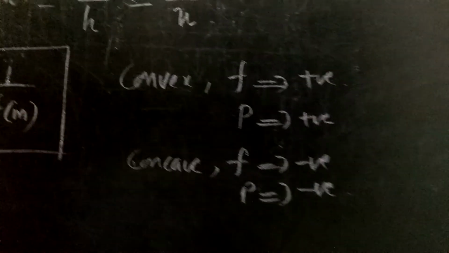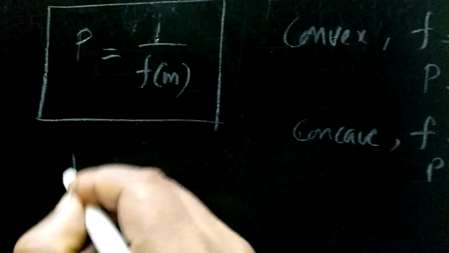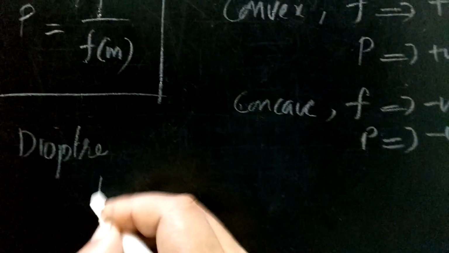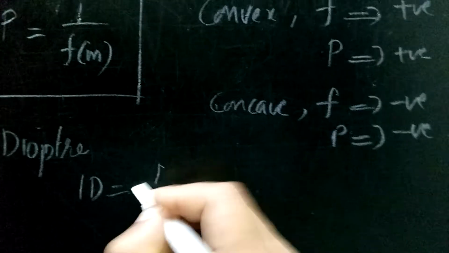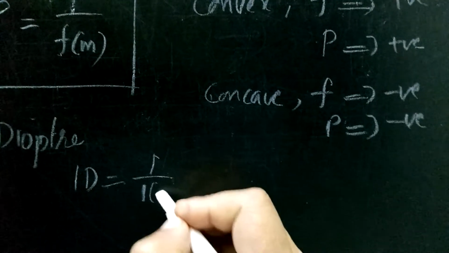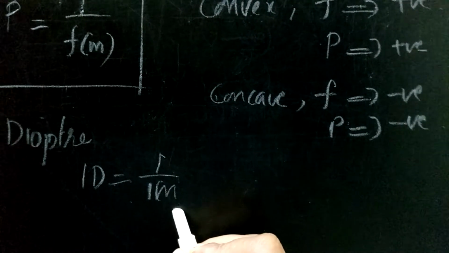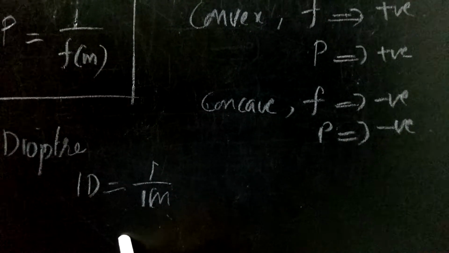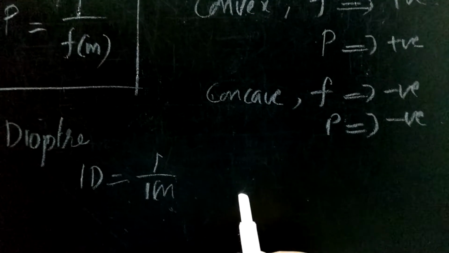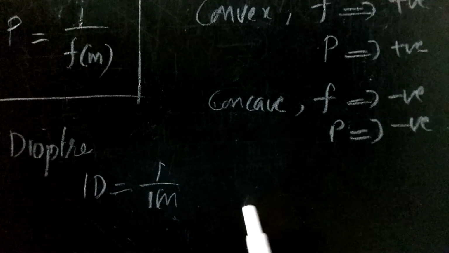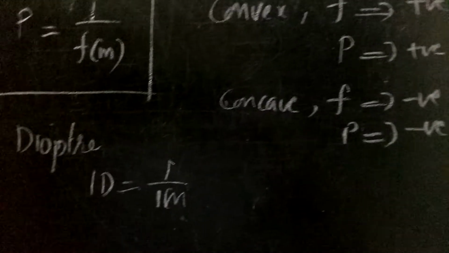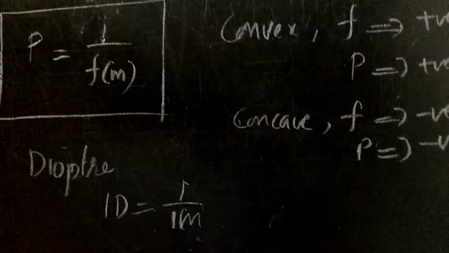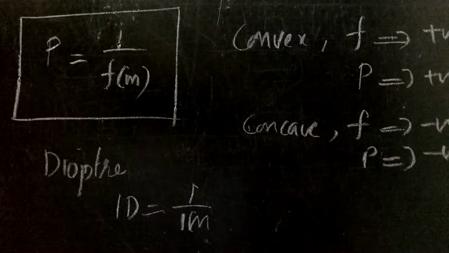And the unit of power is diopter. Unit of power is diopter. Okay, so 1 diopter is equal to 1 by 1, that means 1 meter, focal length in meter, isn't it? So the power of a lens is said to be 1 diopter if the focal length of that lens is 1 meter. Okay, so the power of a lens having focal length 1 meter is said to be 1 diopter. Is it clear? So diopter is the unit of power.